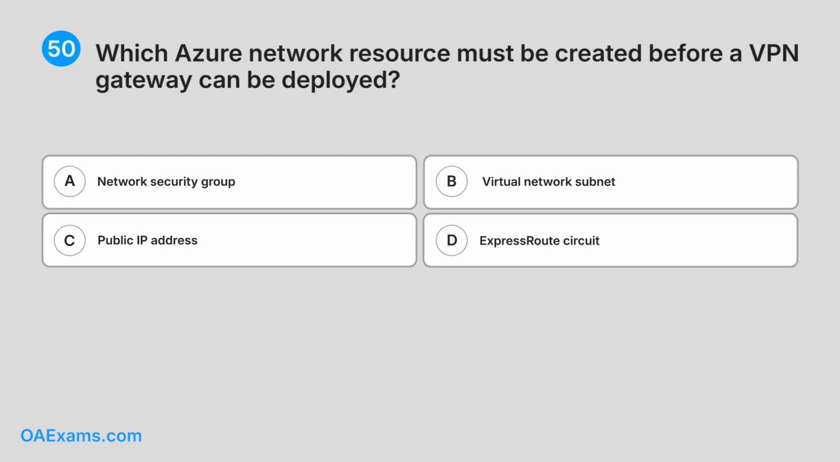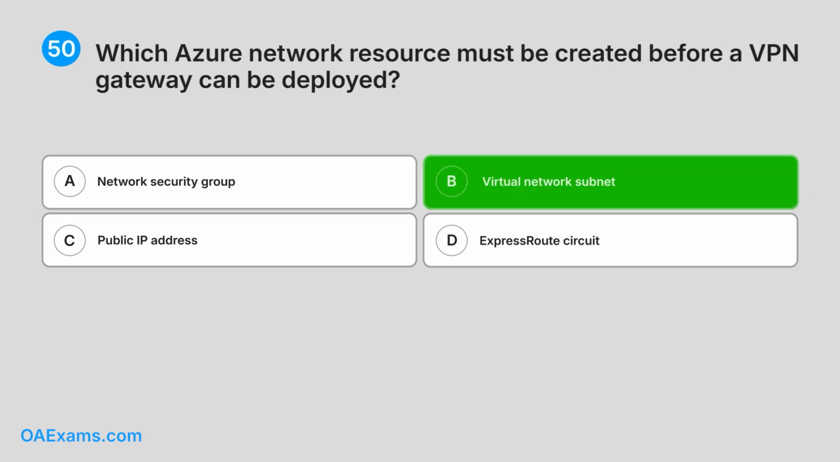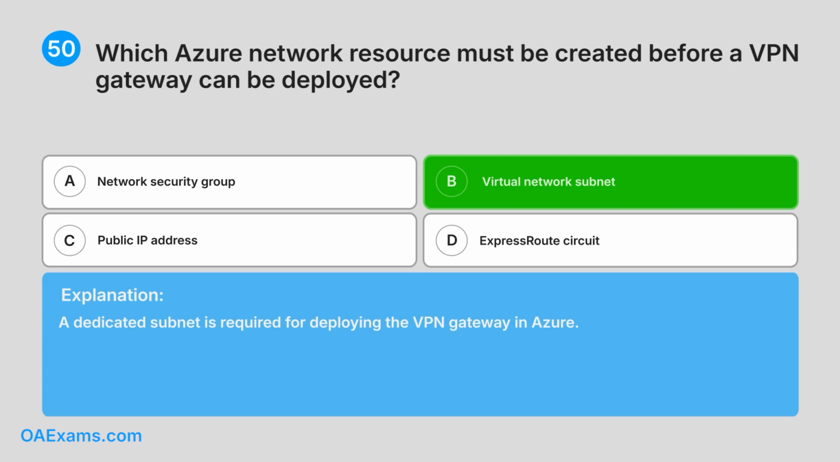50. Which Azure Network resource must be created before a VPN gateway can be deployed? A. Network Security Group. B. Virtual Network Subnet. C. Public IP address. D. Express Route Circuit. What do you think is the answer? Correct answer: B. Virtual Network Subnet. Explanation: a dedicated subnet is required for deploying the VPN gateway in Azure.